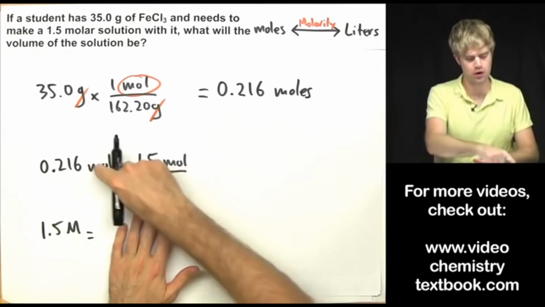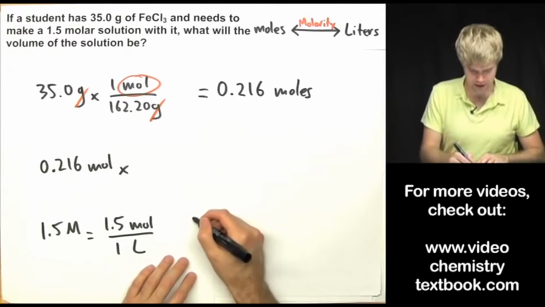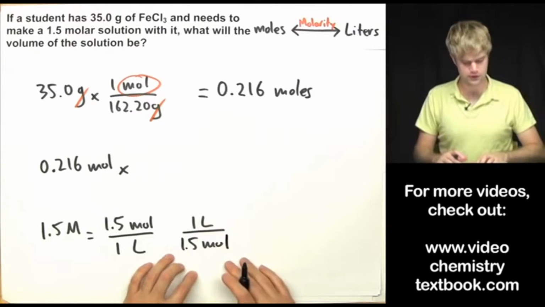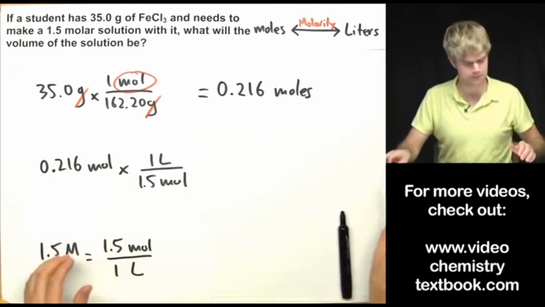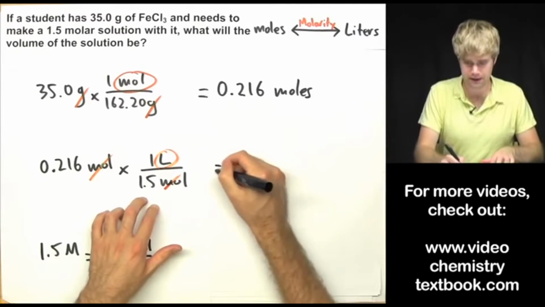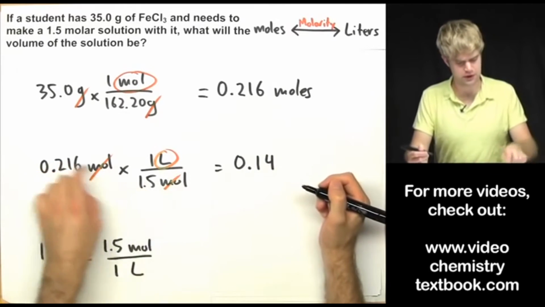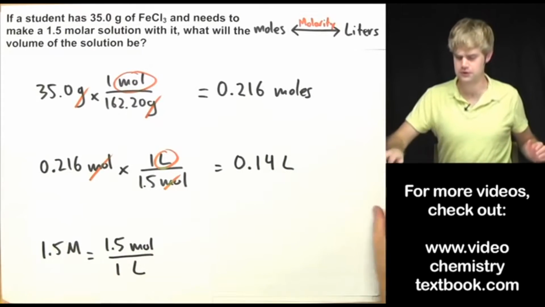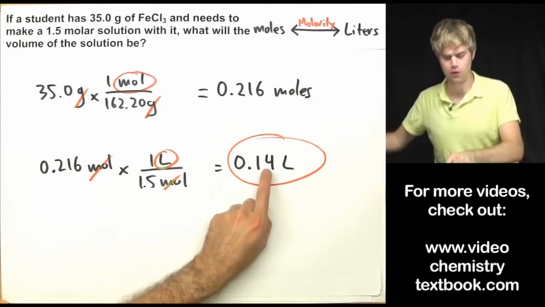Pull it up here, it's not going to work. Moles, moles there. Okay? So I can flip it, and I'll get 1 liter divided by 1.5 moles. And now I can move this up here for molarity, and it'll work. So I can cancel moles and moles, left with liters, and I get 0.14. That's rounded to 2 significant figures here. 0.14 liters.